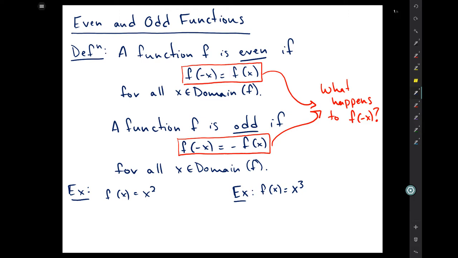If I start with my first example, f of x equals x squared, and I plug in minus x, that means that instead of x, I write down negative x, and so I have to square that. And we know that when we square a negative, it becomes positive. And so when I plug in minus x, it simplifies to x squared, and that is equal to my original function. And so that means because f of minus x is equal to f of x, the function is even.